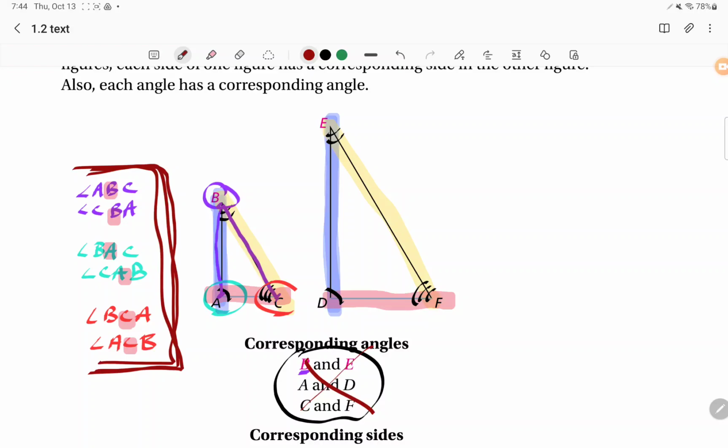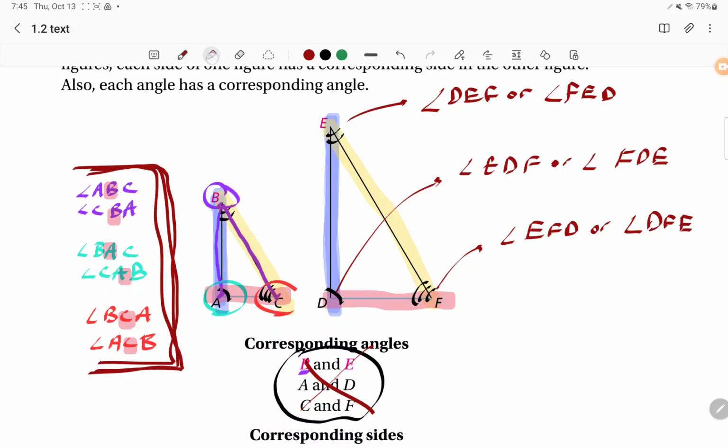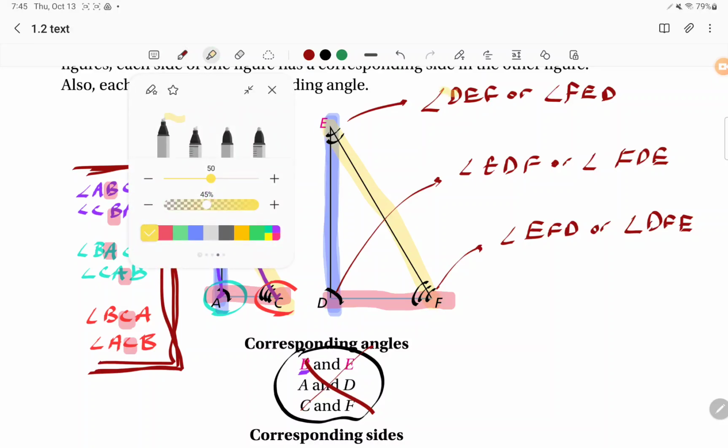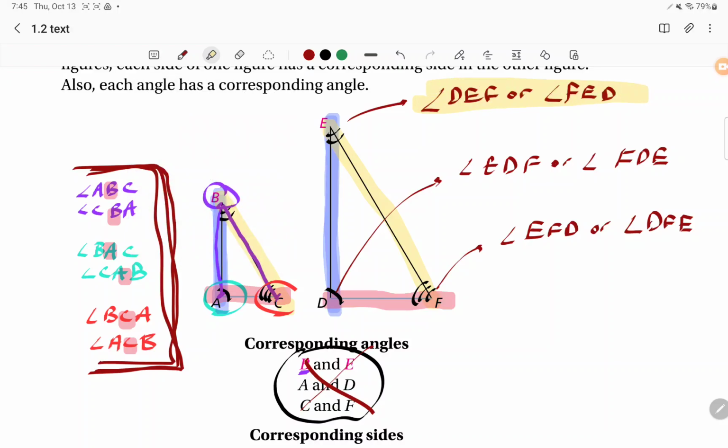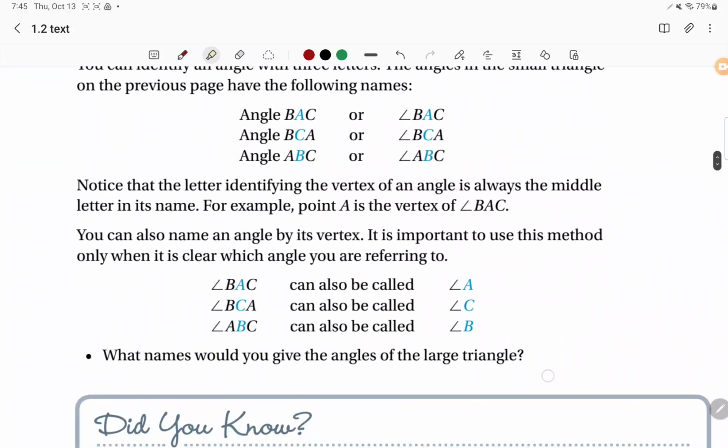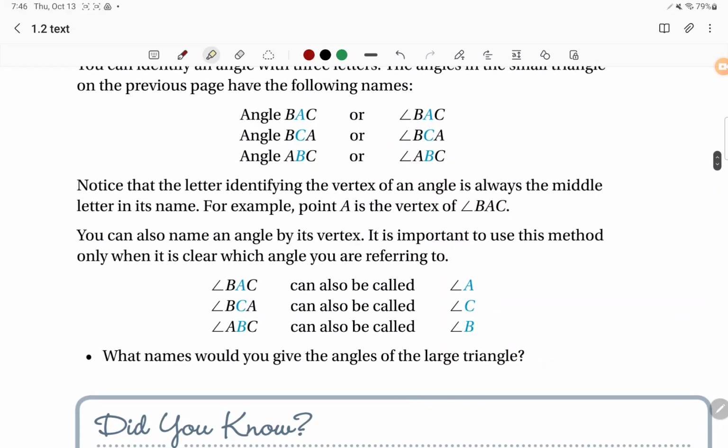Go ahead and write the angles of the large triangle over in this space here. Pause the video, write those angles, and see what you got. Go ahead and check your answers here to see how you did. You should have for angle E, either one of those. For angle D, either one of those. And for angle F, either one of those. All right, so that's how to rewrite them. Again, I want you to write them like this, not so much like that.